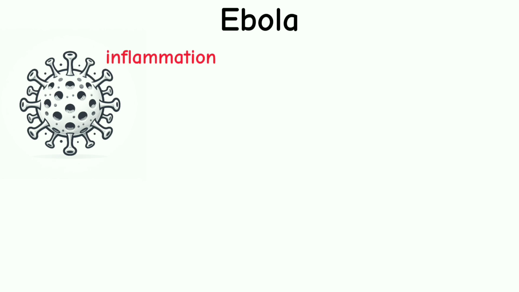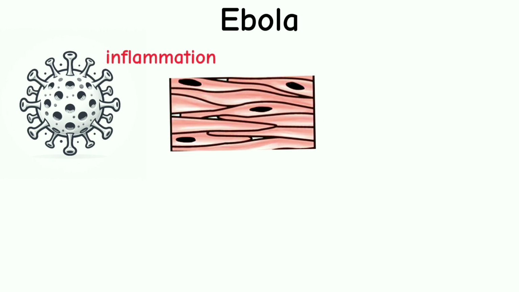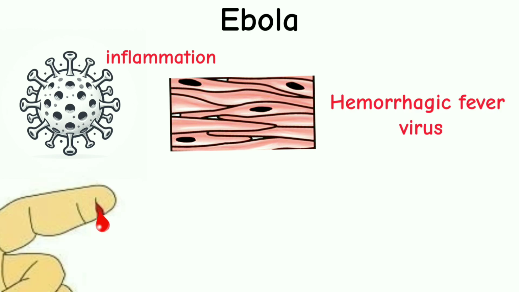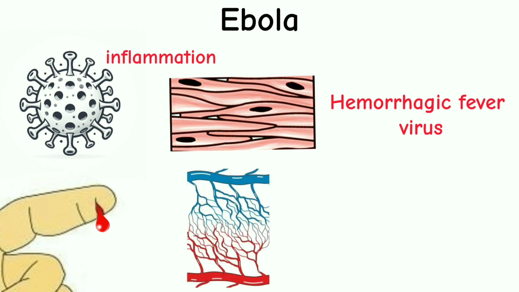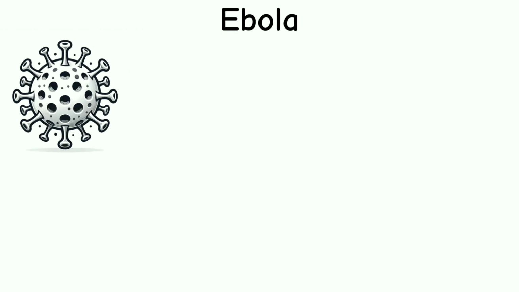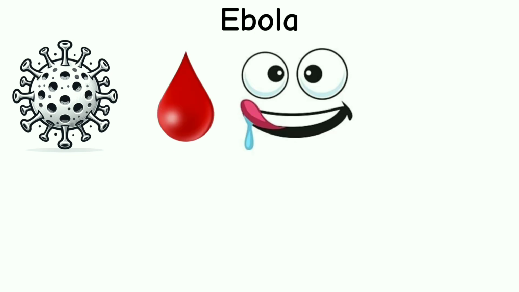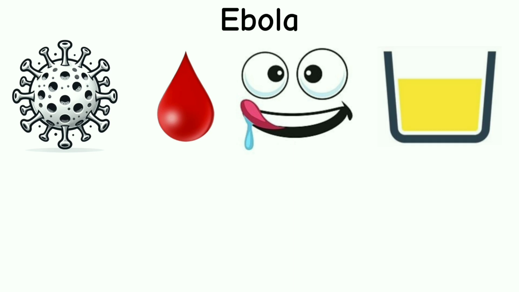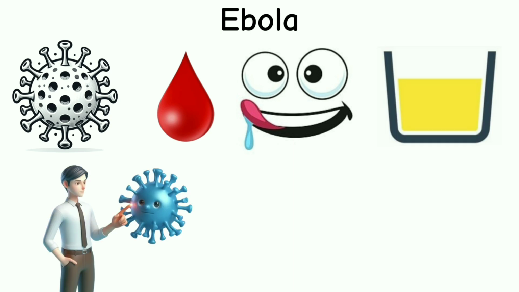Ebola. Ebola is a virus that causes severe inflammation and tissue damage throughout the body, known as a hemorrhagic fever virus. It can disrupt the clotting system and cause internal bleeding from small blood vessels. 6 species of the virus exist, with only 4 known to affect humans. Ebola spreads through direct contact with infected bodily fluids such as blood, saliva, and urine. Transmission can also occur by touching contaminated objects.